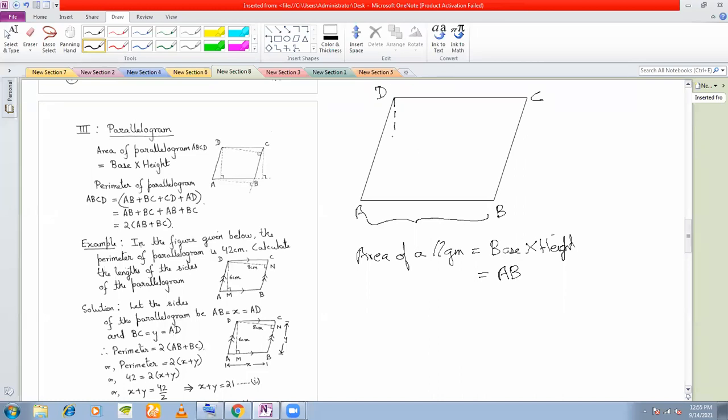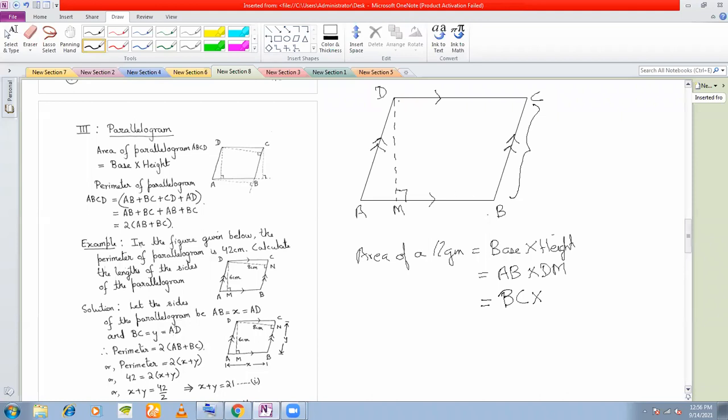From this you drop a perpendicular. The distance between these two parallel sides, this side and this side, the perpendicular distance between these two parallel sides will be the height. So if I call this point M, then height will be DM. Okay, these two are also parallel sides. Now instead of AB, if I take BC as the base, then the area of this parallelogram can also be calculated as BC into height.